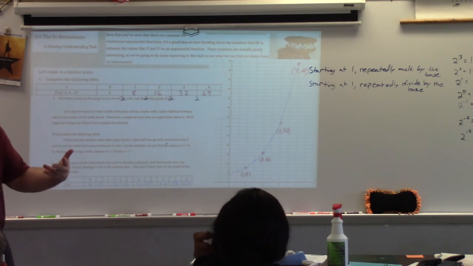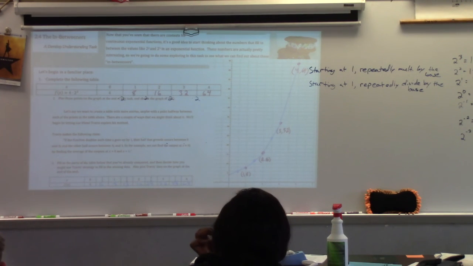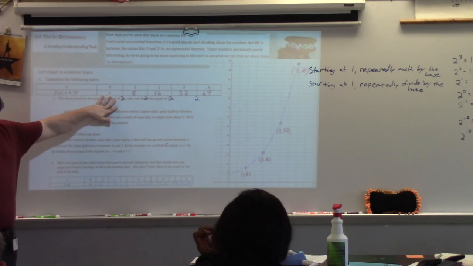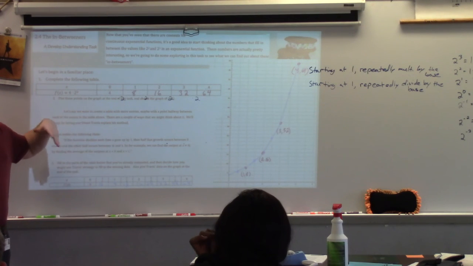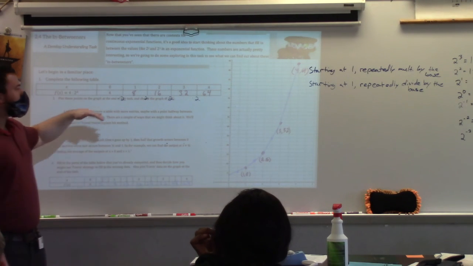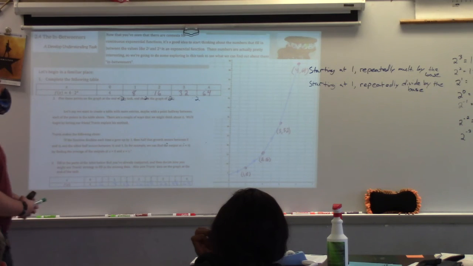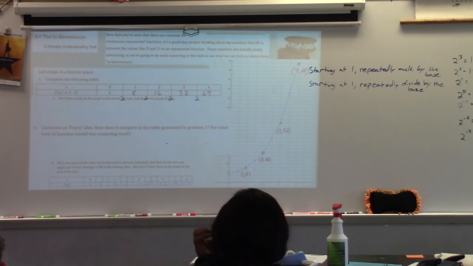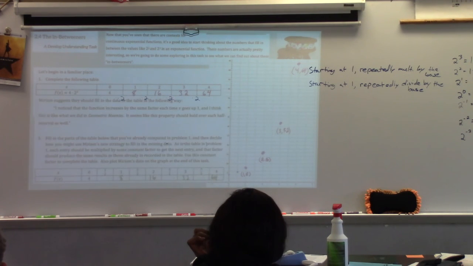But this is exponential, so we don't want arithmetic means, we want geometric means, right? An exponential function, a function with a common ratio, or what was another word we started using here? A common factor, right? A function with a common factor, not a common difference. A common factor is what we should be looking at here. And so now, we talked about that yesterday, we ended up on this idea of commenting on Travis's idea. How does it compare to the table generated in problem 1? It doesn't line up very well, because I need those common factors, not those common differences.